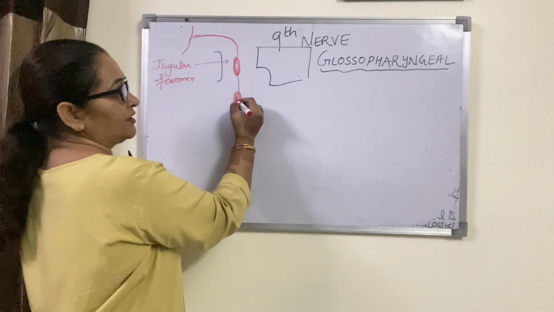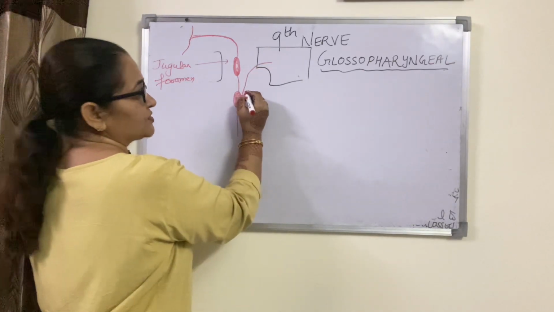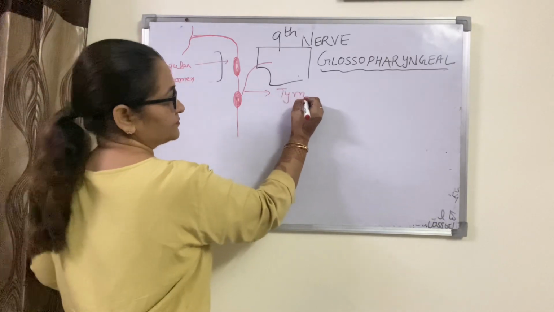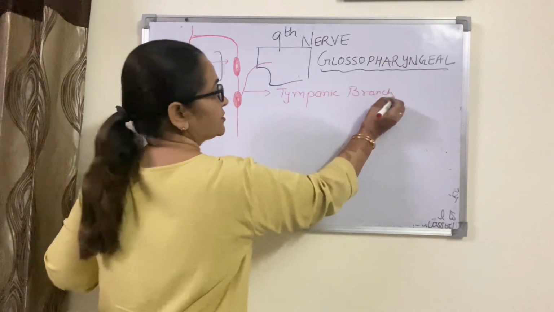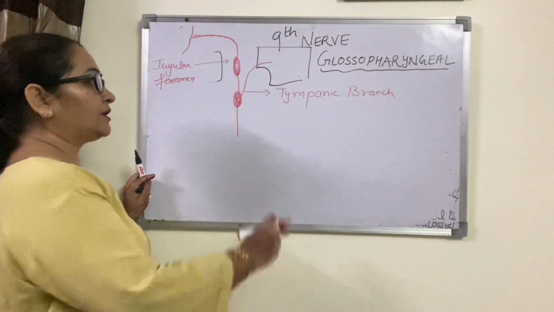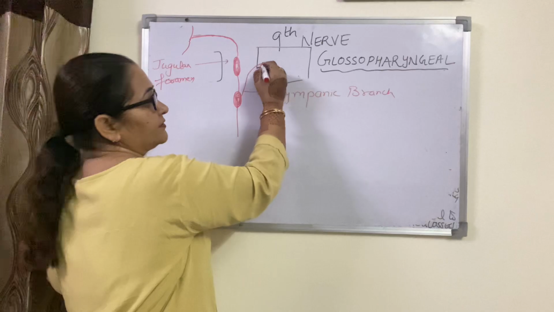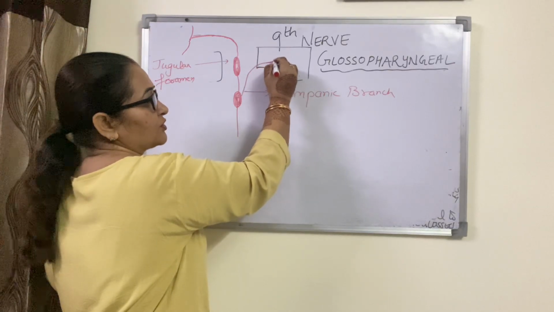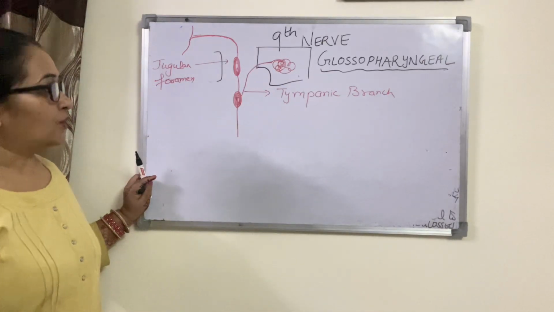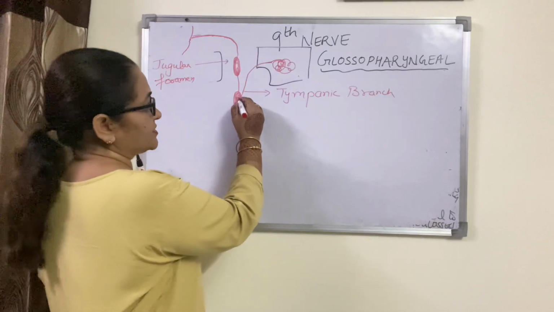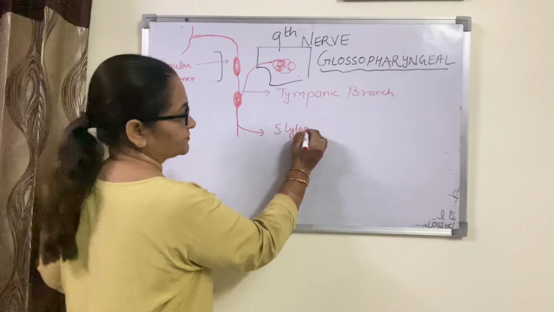From this inferior ganglia, one nerve arises, which is the tympanic branch. So the first branch of the glossopharyngeal nerve is the tympanic branch, which passes through the tympanic canaliculus lying in the lateral wall of the jugular foramen and enters the petrous part of the temporal bone, and forms a plexus over here, that is tympanic plexus. Now the next branch which is arising is that to stylopharyngeus.